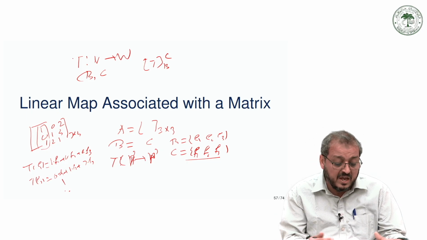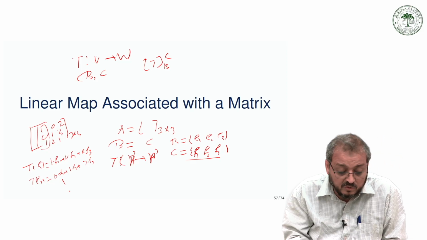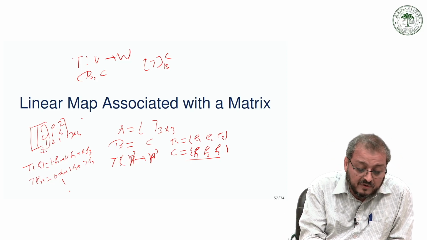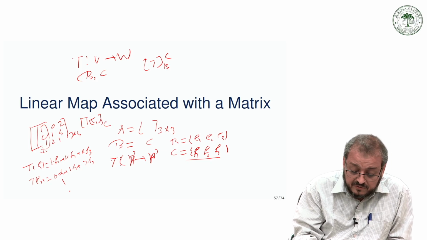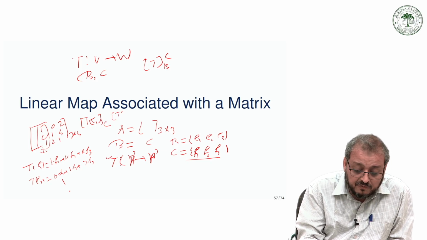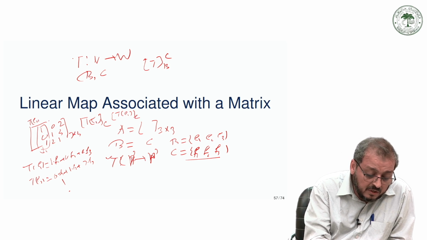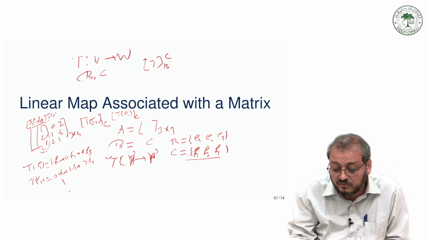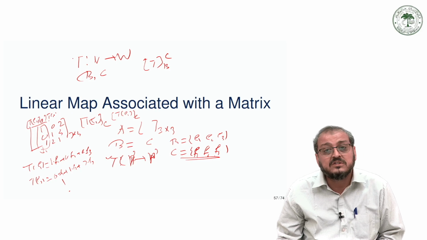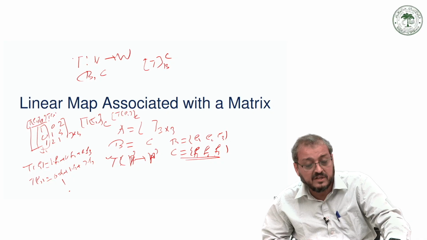So with the matrix we can write, because this matrix is of the form T of E1 as the first column corresponding to the basis C, and the second column is T of E2 corresponding to the basis C. These vectors can be written as a finite linear combination of the elements of this basis C. So in this way we can construct a linear map associated with a given matrix.